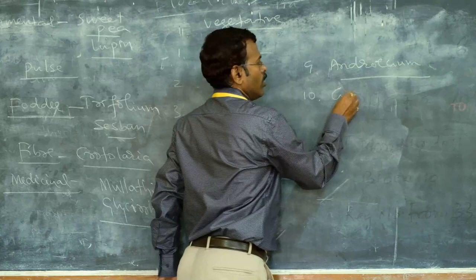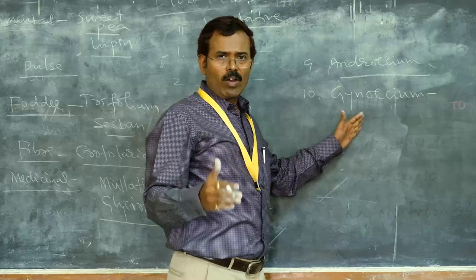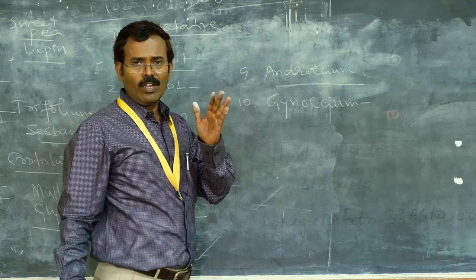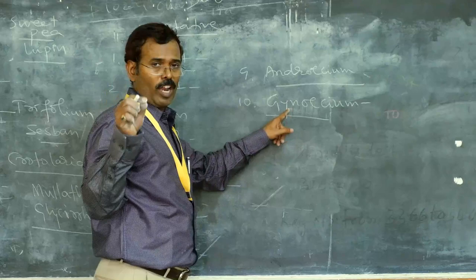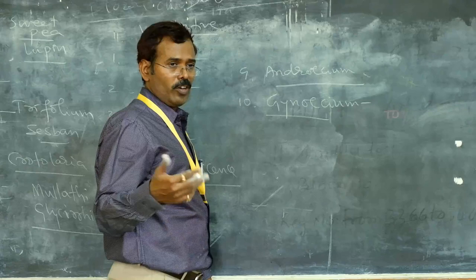Gynoecium: ovary bicarpellary, syncarpous, ovary superior, placenta is axile and obliquely placed septum. Obliquely placed septum. This point you have to remember, very important character of this gynoecium. Two locules are there, many ovules on axile placentation.